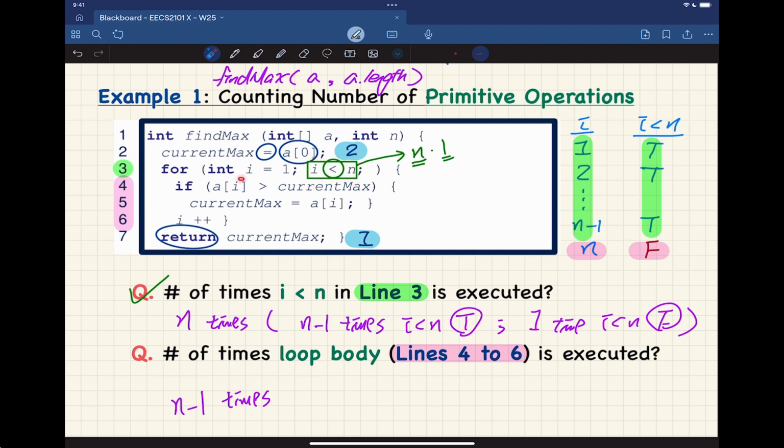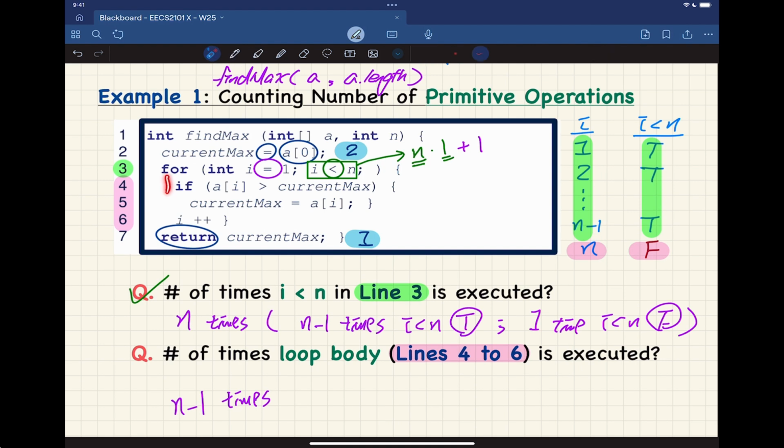How about this one here? How many times? 1, right? Only initialize 1. Okay. So this one here is just 1. So you will get n plus 1. Just for line number 3. We're talking about when we try to execute the code, how many primitive operations will end up being executed. Okay, we got 3 minutes. We can finish that.